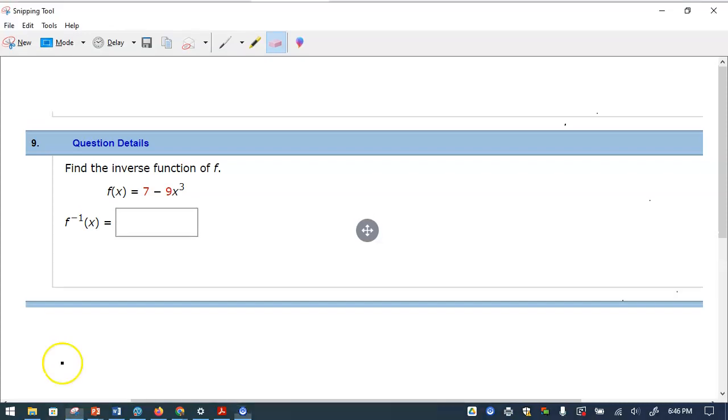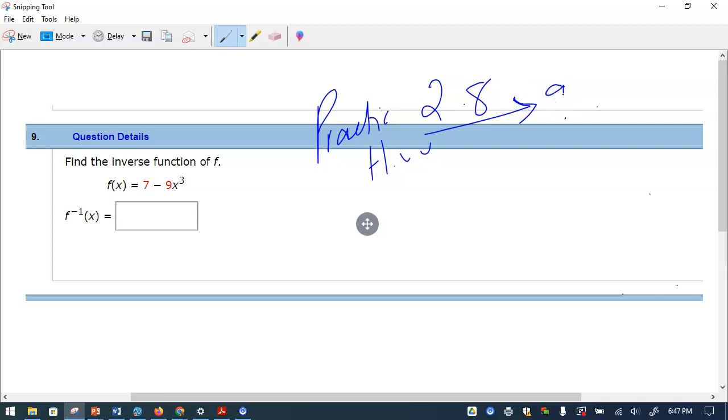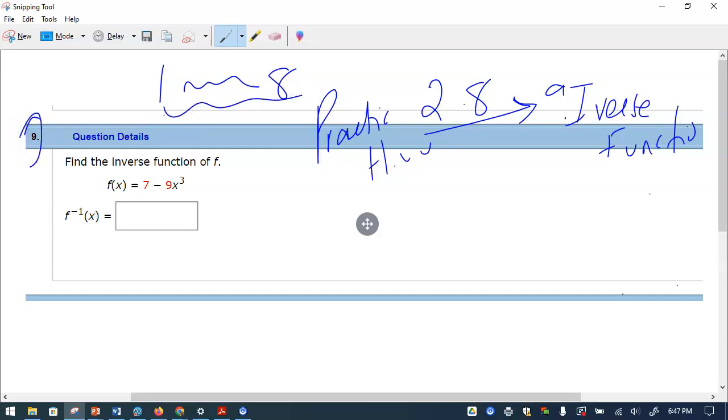Hello students. Here I'm working on problem number 2.8 practice problem. This is from practice problem homework 2.8, and this is on graphs of inverse functions. In class we did 1 through 8, so I did 8 practice problems. So let's do practice problem 9. This video will have only practice problem 9.